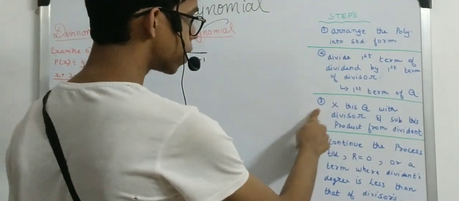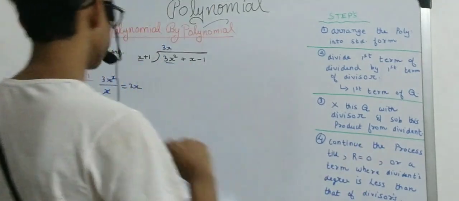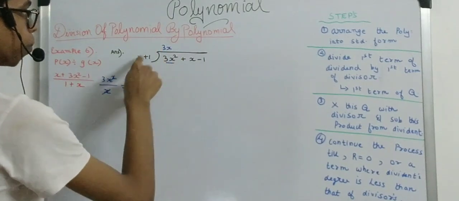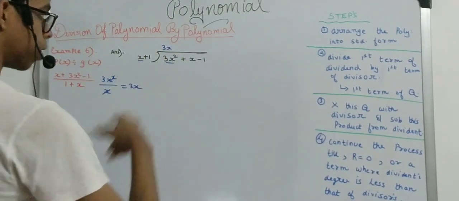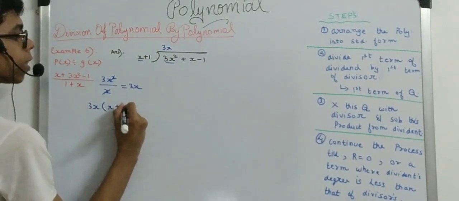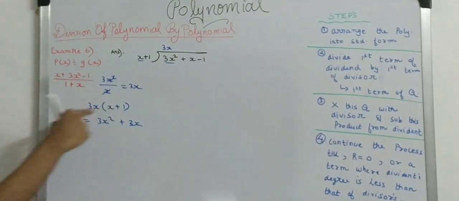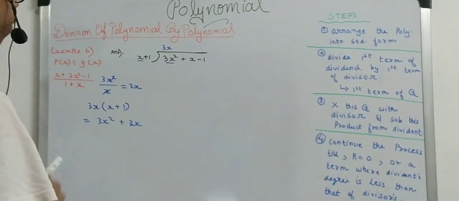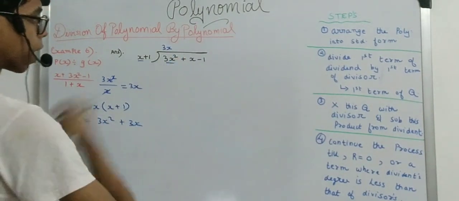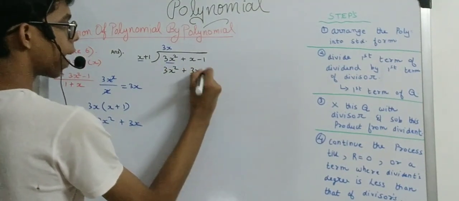Now the third step is multiply this first term of quotient with the divisor. Okay, that is this 3x. This is the first term of the quotient, that we have to multiply it with the divisor, which is x plus 1. So when we do 3x into x plus 1, what will we get over here? 3x square plus 3x. I am just opening the bracket and multiplying it. Okay, so when we do, we will get 3x square plus 3x. What we got over here, just write it below this. That is 3x square plus 3x.